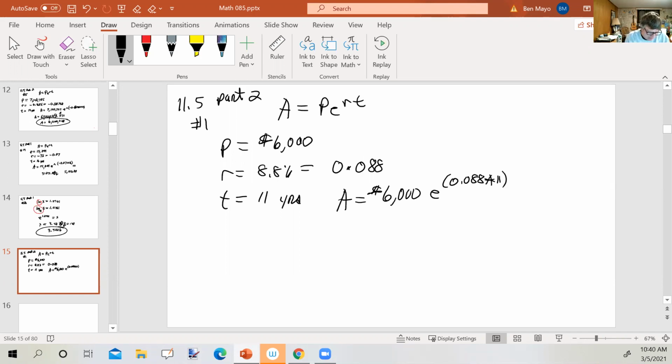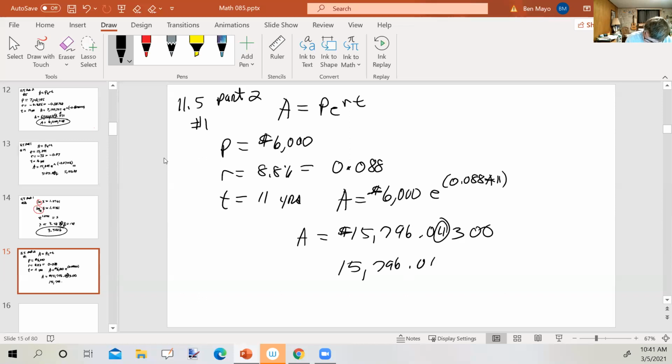Close that whole thing up, and 6,000 times e to the 0.088 times 11, and we get 15,796.04306, but we're talking money, so we'd round to the nearest cent. So $15,796.04.